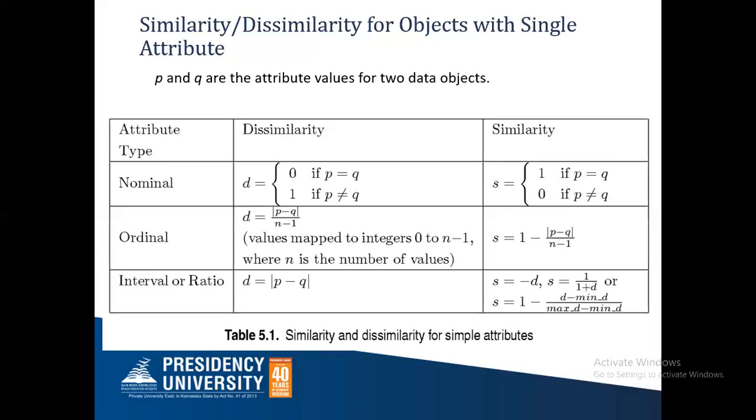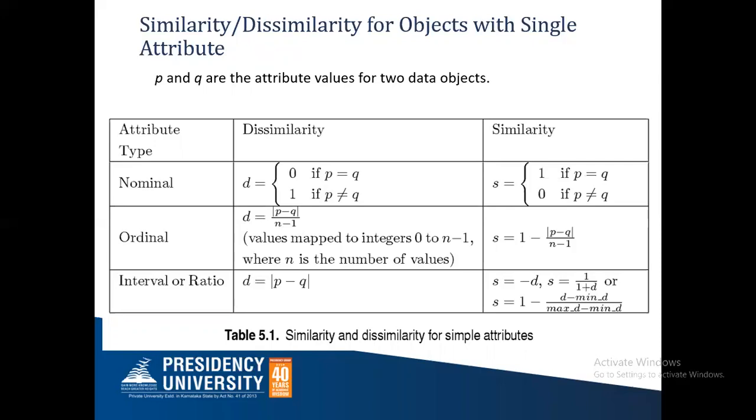The first part is about finding the similarity and dissimilarity measure for objects with one attribute. That is a single attribute, where P and Q are taken as the attributes for two objects. P is the attribute of the first object, Q is the attribute of the second object. Based on the conditions shown for the different types of attributes, we can calculate the dissimilarity measure denoted by D, as well as the similarity measure which is represented by S.